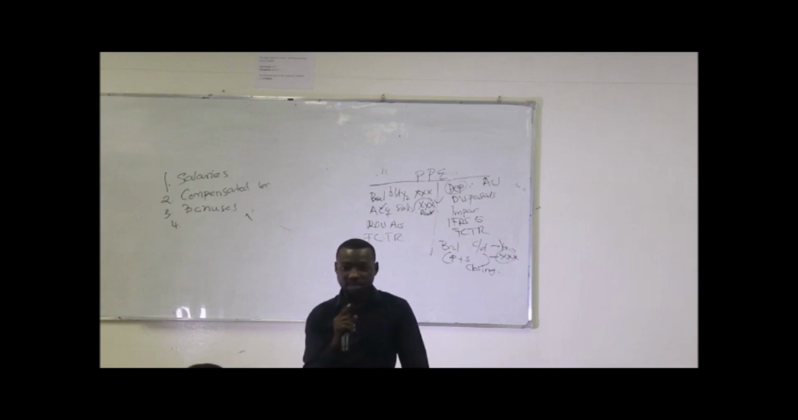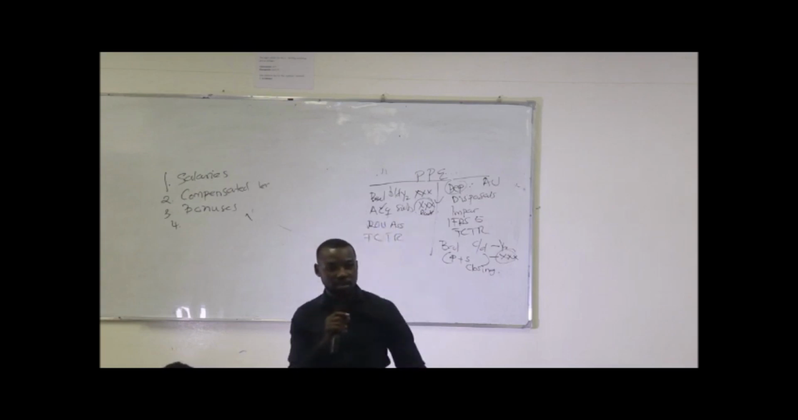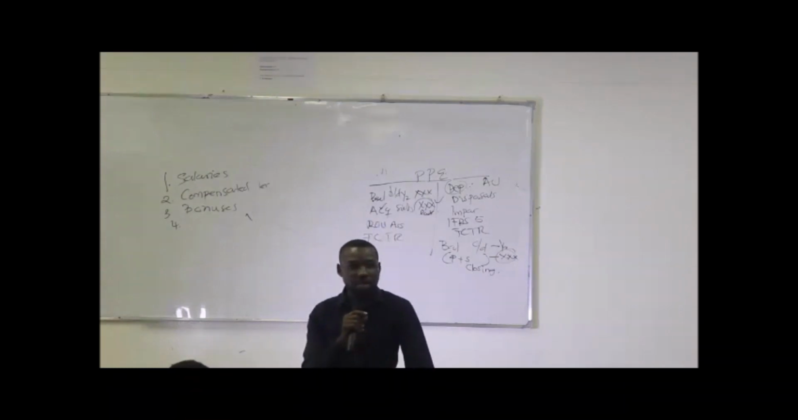Debit impairment loss, credit loss. The ECL allowance. Now, when your financial statements are presented, does the ECL allowance sit on its own, or is it presented already in the balance of the instrument?